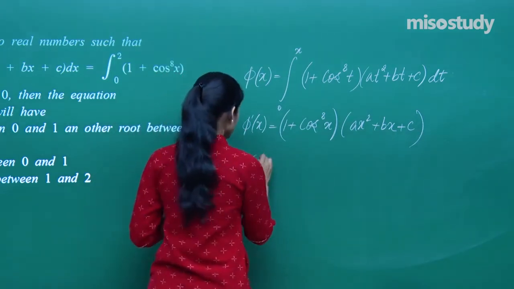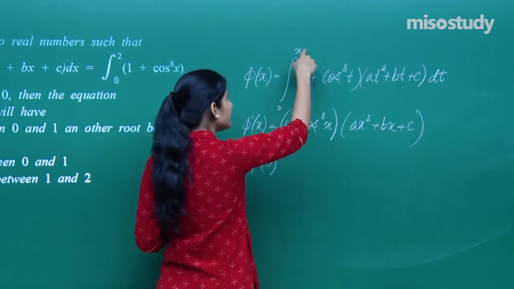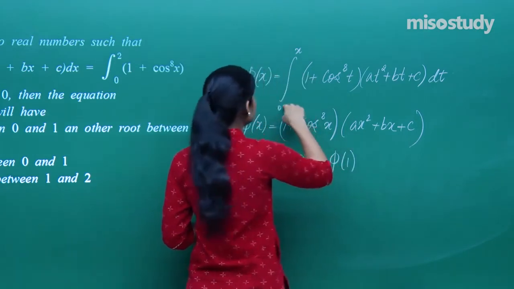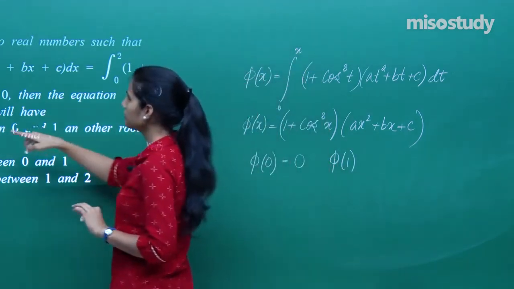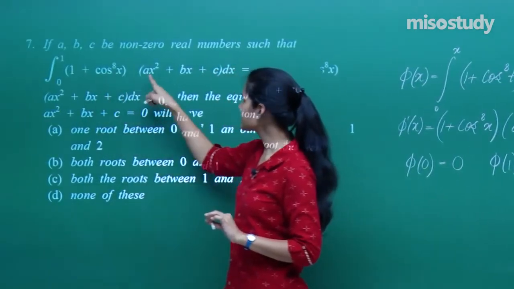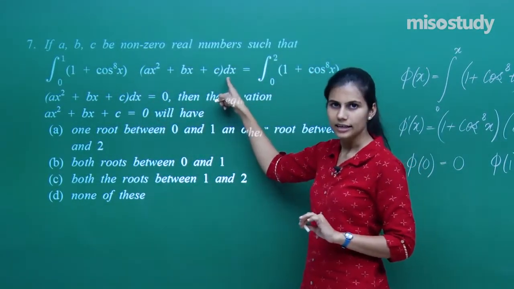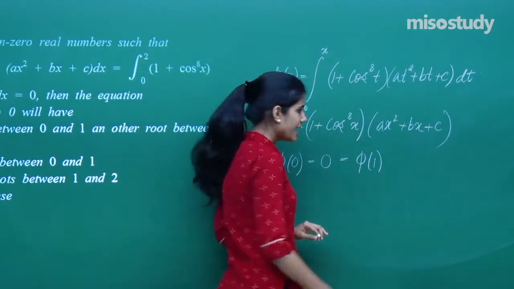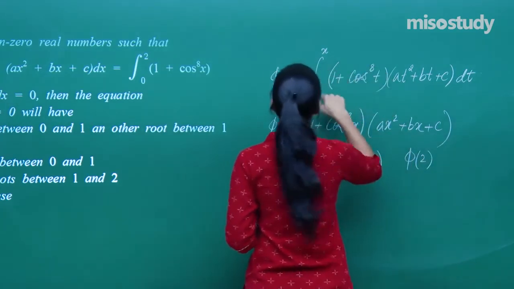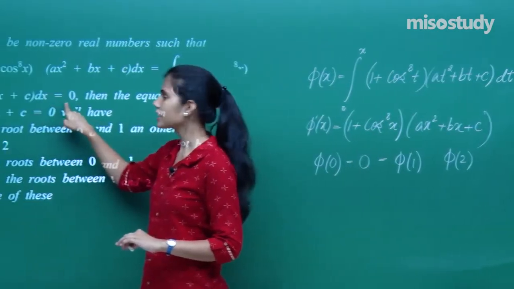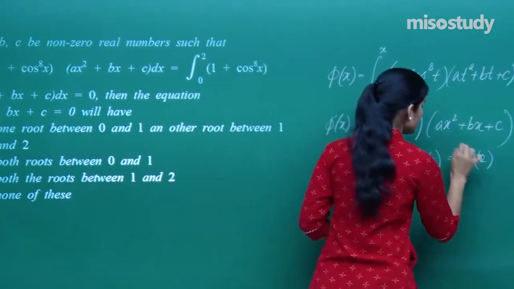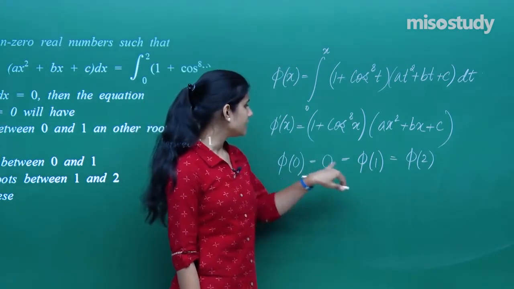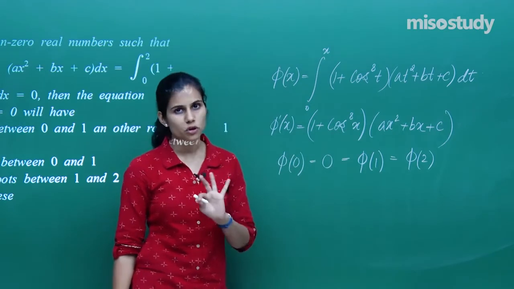Now if you see, if I talk about phi of 0, it will be 0 to 0. So phi of 0 is 0. If I talk about phi of 1, it will be 0 to 1, right? What will it be? 0 to 1, (1 plus cos 8x) into ax square plus bx plus c dx, right? This is already given to me as 0. So this is also 0. And if I talk about phi of 2, it will be 0 to 2, this particular expression which is again given to me as 0. So phi of 2 is also 0. That means the function phi is vanishing at the value x equals 0, 1 and 2. These three are the roots of the function phi.